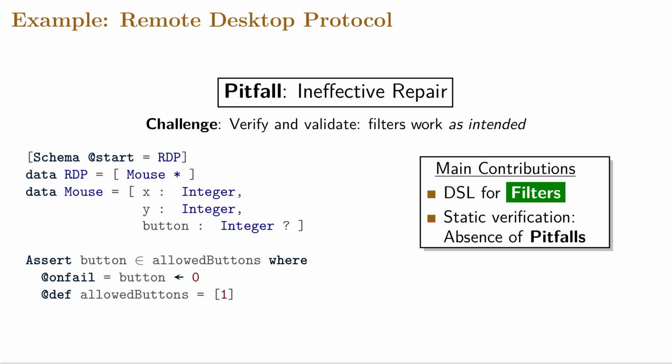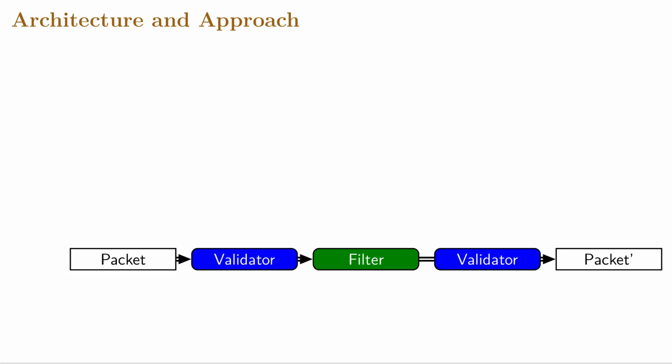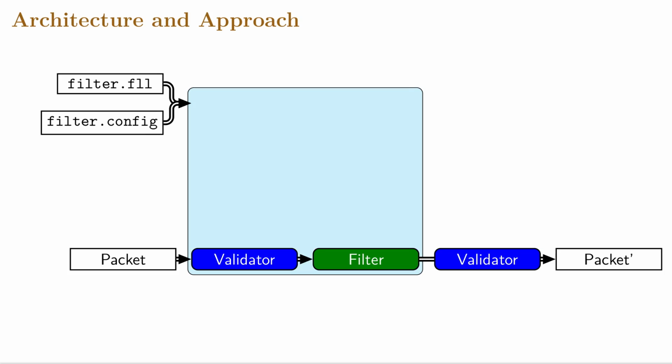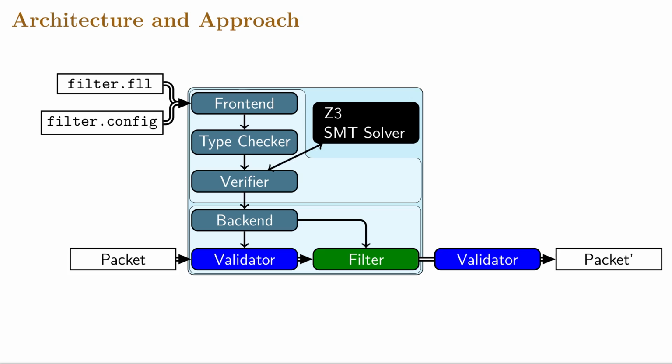So the second contribution that we have is an approach for statically verifying that such a system has no pitfalls. We build our system on top of this pipeline architecture that you saw on the previous slide. What we do is that we take a filter specification and configuration, and we synthesize a validator and a filter after checking and verifying with the help of an SMT solver that everything is okay. And this verification process makes sure that there are no pitfalls in the specification.